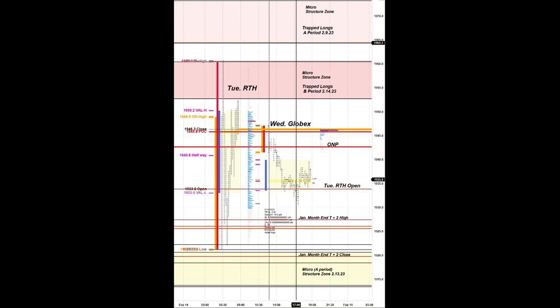Above that, we still didn't figure out how to rescue trapped longs from A period, all from last week, back Thursday, and that's up here, 64 and above. And below this, we do have some trapped longs, and that's going to be down here in the 1920 and below. These are trapped shorts, A period from February 13th.